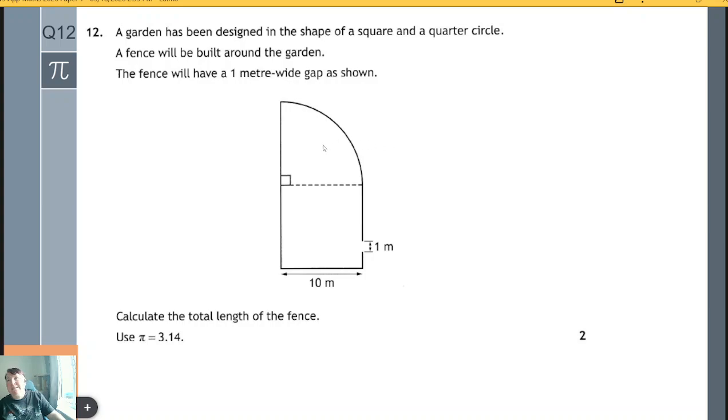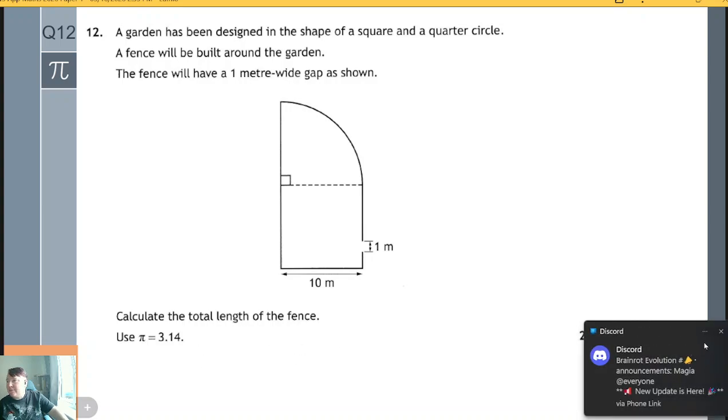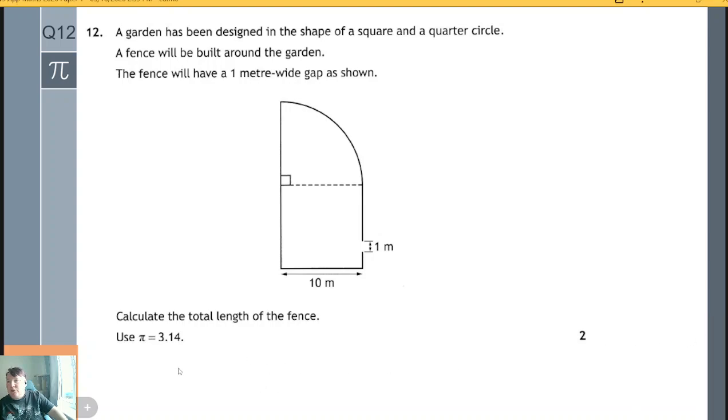Right, question 12. A garden has been designed in the shape of a square and a quarter circle. Fence will be built around the garden. The fence will have a 1 metre gap as shown. Calculate the total length of the fence using pi equals 3.14. Okay, so we know that we've got 10 at the bottom. We're going to have 10 there because it's a square. We're going to have 10 there because it's a radius. And we have a quarter of a circle.